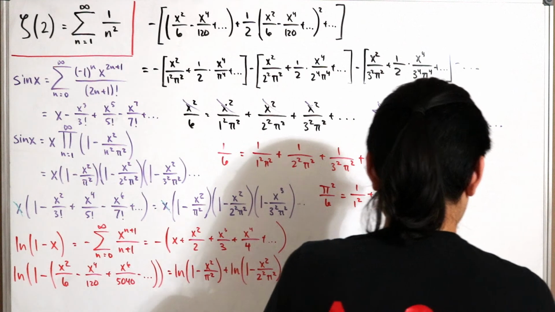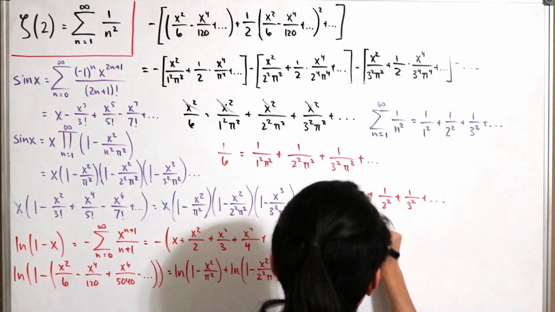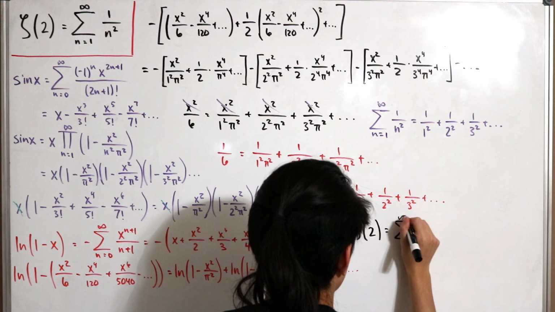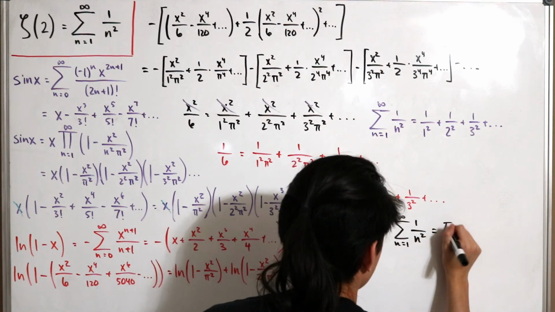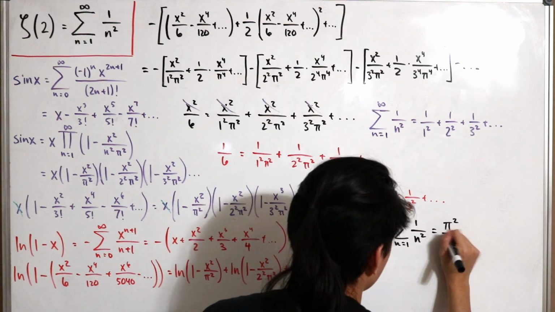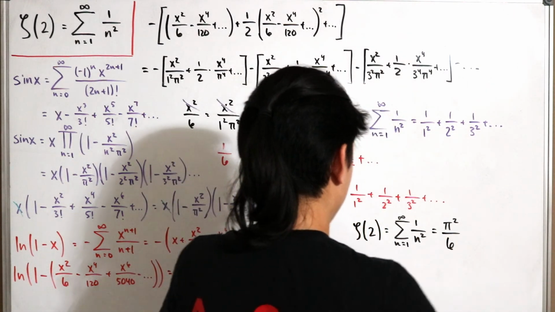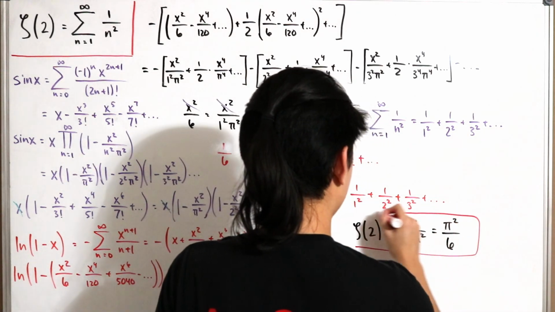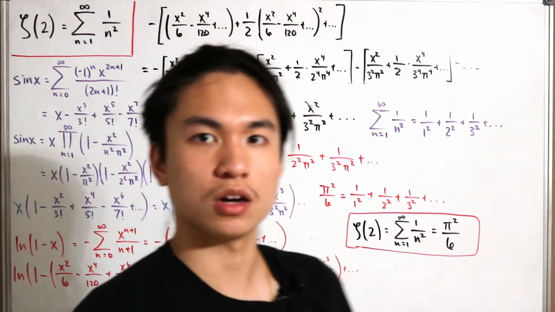Therefore, we can come to the conclusion that the Riemann zeta of 2, which is equal to the infinite sum of 1 divided by n squared, is in fact equal to pi squared divided by 6, like so. And there we have it, the final answer, encased in this red marker, like so. All right, so yeah, that's pretty cool if you ask me.